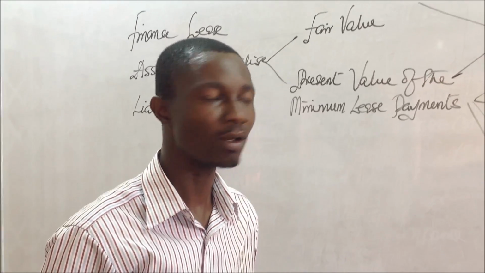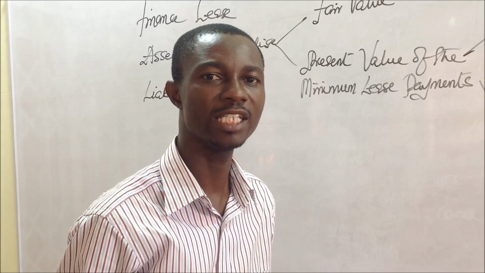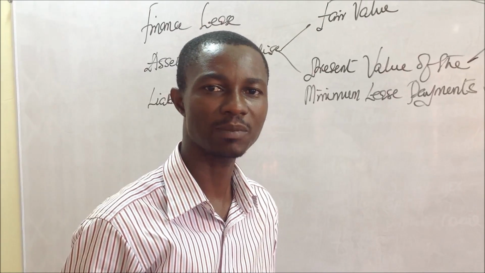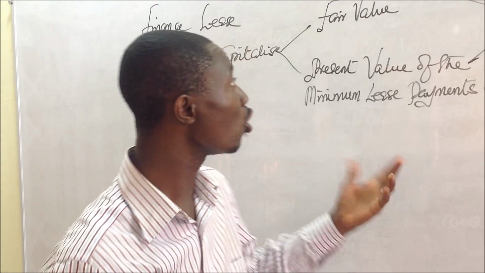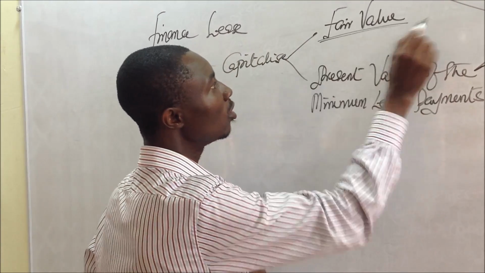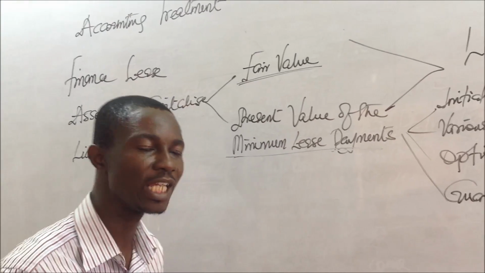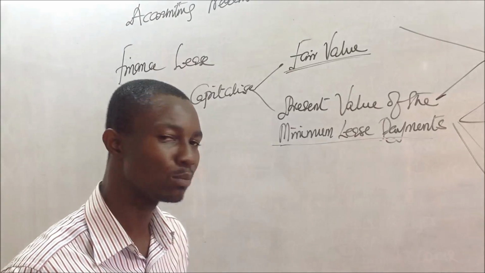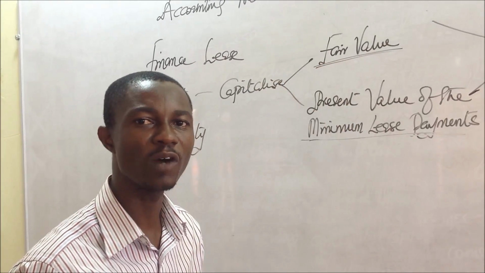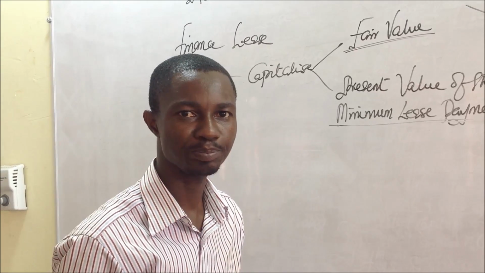If it is the other way around, and the fair value is lower than the present value of the minimum lease payments, then again we would have to capitalize the fair value. So two values are required: the fair value of the asset, and the present value of the minimum lease payment. The lower of these two values is what we are going to capitalize.